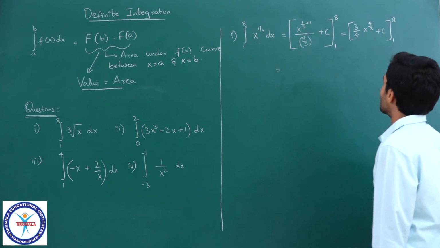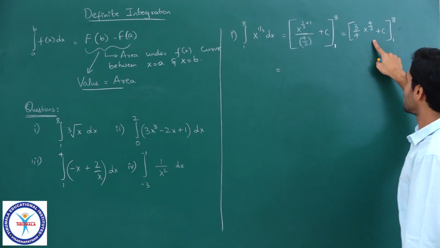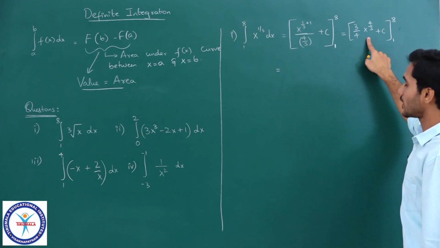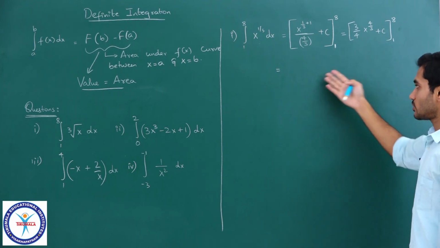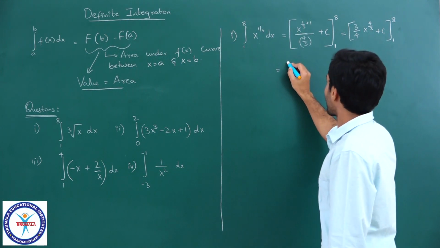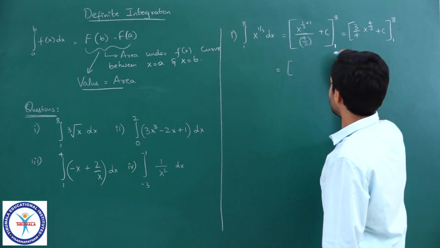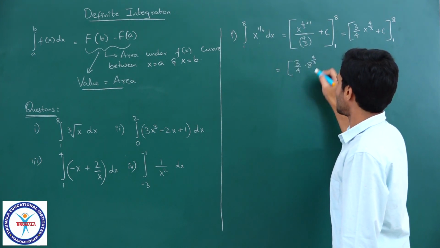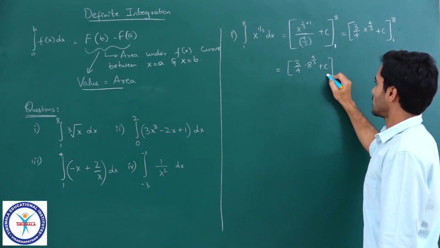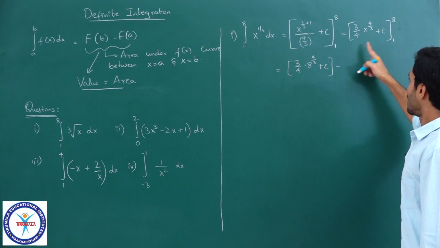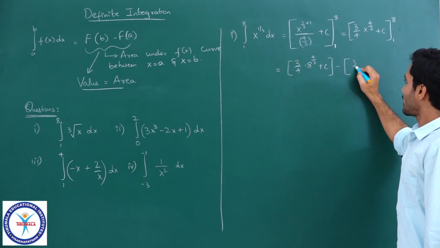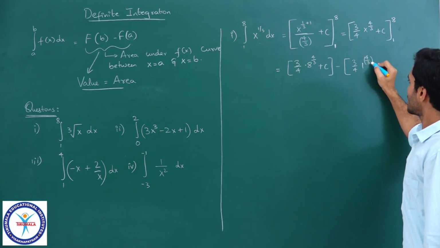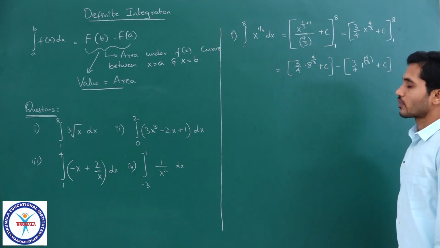So, this will be equal to, now substitute the values. First substitute 8 into this, get the value, minus substitute 1 into this and get the value, and whatever the final answer is, that would be the case. Okay. So, first I will substitute 8 here. So, I will get 3 by 4 into 8 power 4 by 3 plus c minus, 1 I will substitute, 3 by 4 into 1 power 4 by 3, right, plus c. Clear, students?